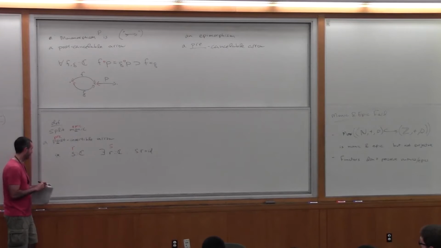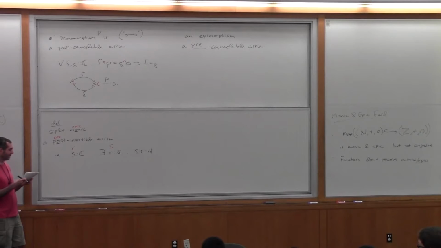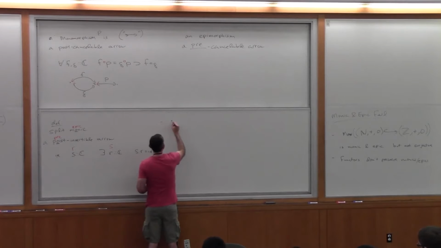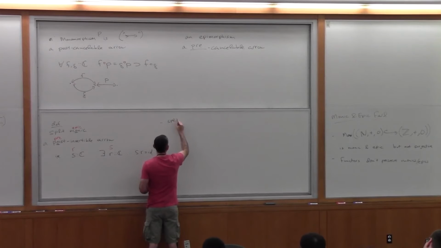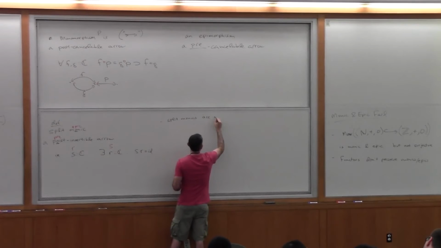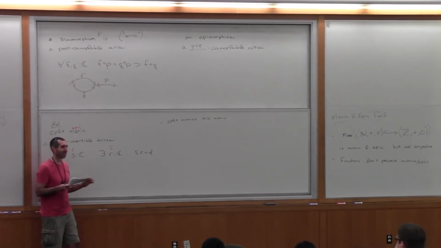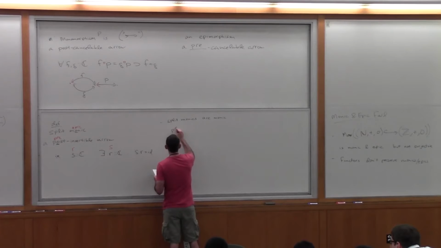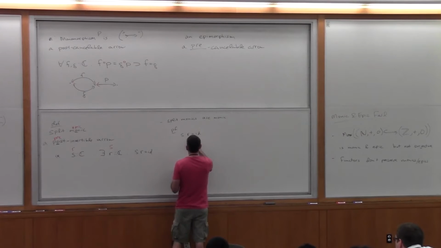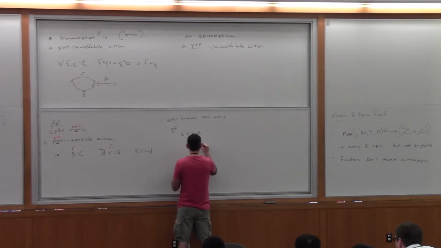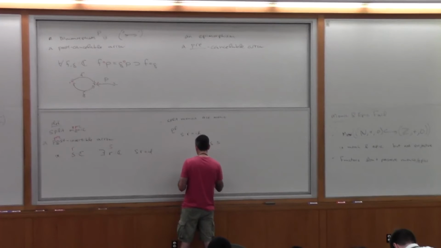So let's see, how does this help us? Two things. First of all, split implies non-split. So split monics are monic. If this weren't true, it would be really perverse to name these things this way, but luckily it is. Okay, so this is easy to prove. Let S followed by R be the identity on whatever the domain of S is. Now we want to show from the assumption that F followed by S equals G followed by S that F equals G. Okay, so what do we do?